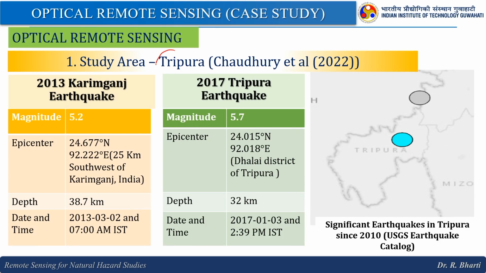So, this is for the first case study, which is for the Tripura region. Here we had magnitude 5.2, and then in 2017 we had this 5.7, right, and here the depth of the epicenter was given, and this is the time and date of the earthquake. So, significant earthquakes in Tripura since 2010. This is from the USGS earthquake catalog, right.